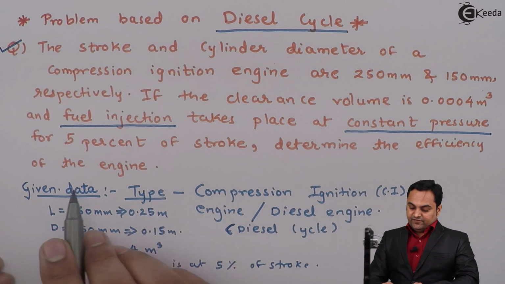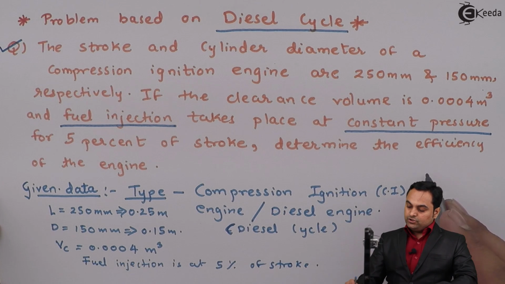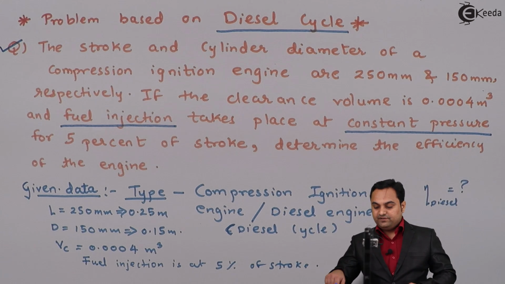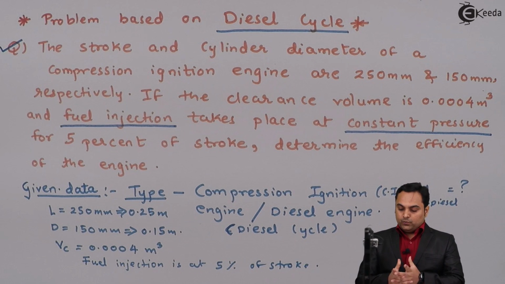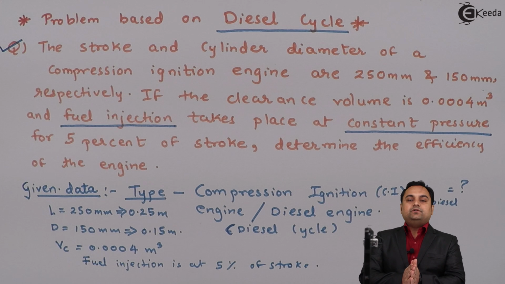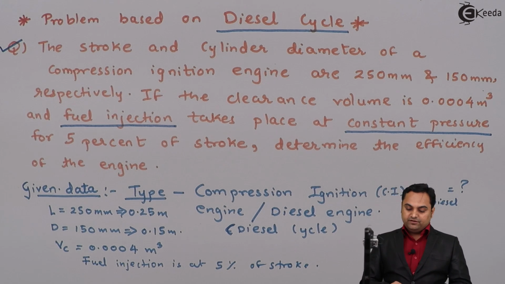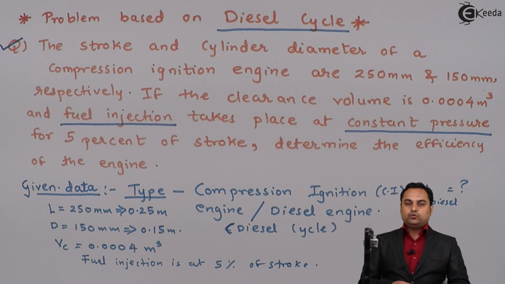Next, determine the efficiency of the engine. Since we have understood that it is a diesel engine, its efficiency would be the efficiency of diesel cycle. This is the unknown value which we have to calculate. Now this is the data which we have. With the data available to us, we can start with the solution to this problem. In the solution, the first thing would be, since diameter and length are given, I will calculate the stroke volume.